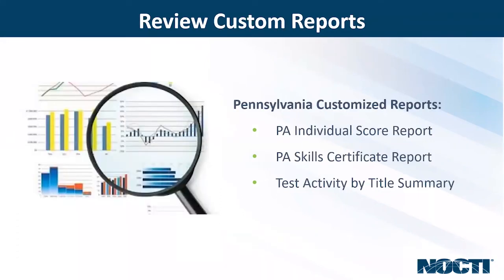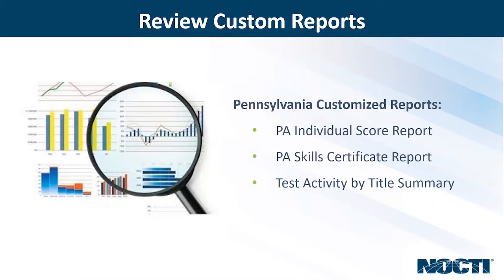Pennsylvania also has some custom reports that should be reviewed after testing as well. The PA individual score report will list each student's individual score and will include the competency level achieved. The PA skills certificate report will display the benchmark level achieved by students, along with scoring details such as pre-test scores. Report data is archived beginning July 1 of 2017. Please note that the reports for the current school year will be updated in the spring once NOCTI receives the benchmarks from PDE as well.